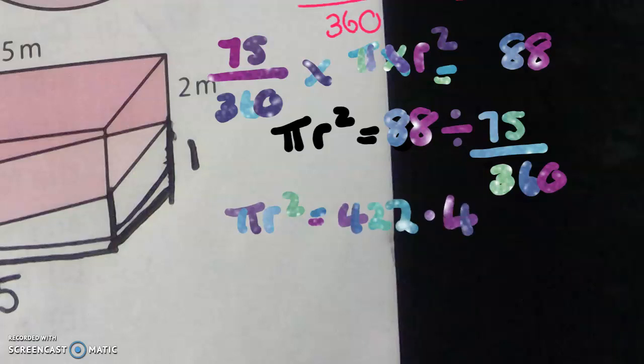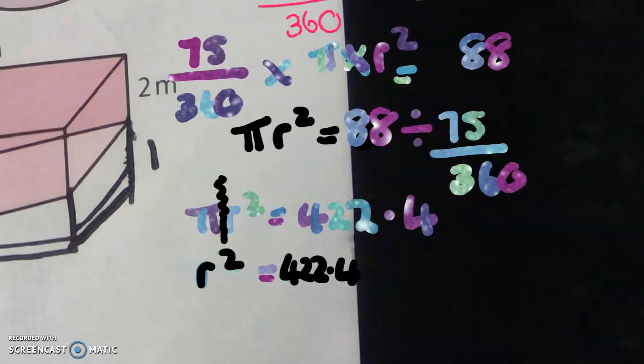422.4. Now, I need to get r squared on its own. Why? Because that's what I'm looking for. So pi is being multiplied by r squared. All that matters is what's going on here between the pi and the r squared. So what I'm going to do now is bring that over. So the pi becomes division. It's divided into it.